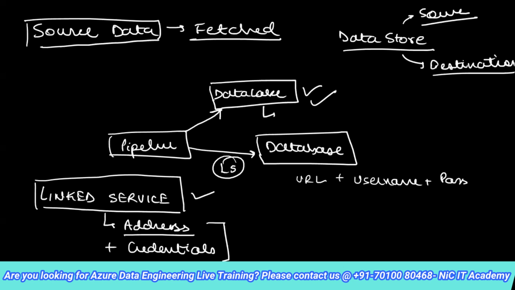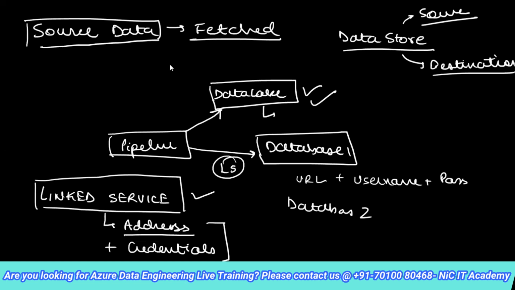Now, if there are multiple databases, database 1, database 2, how many linked services will I need? One per database. One per database. Absolutely correct.